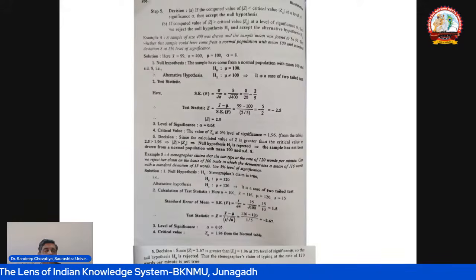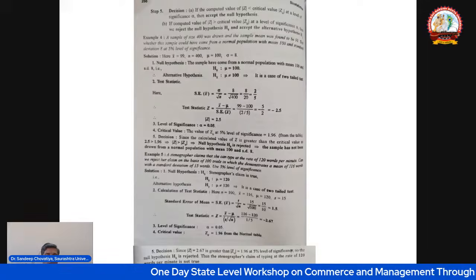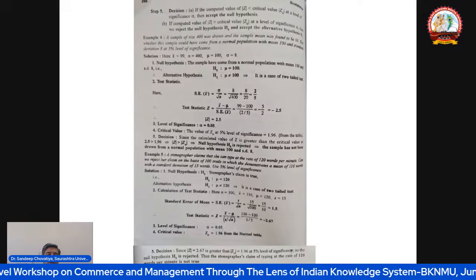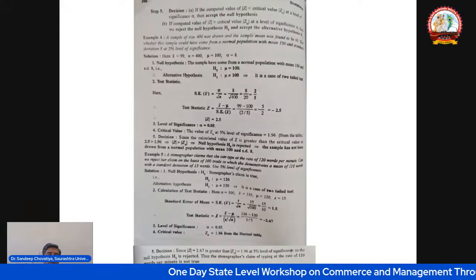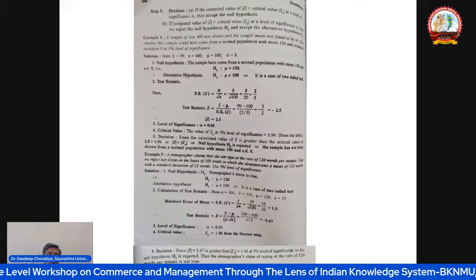When we take the decision, since the calculated value Z is greater than the critical value, 2.5 is greater than 1.96. So Z is greater than Z alpha. So the null hypothesis is rejected. And whatever we are discussing, the sample has not been drawn from the normal distribution of mean 100.